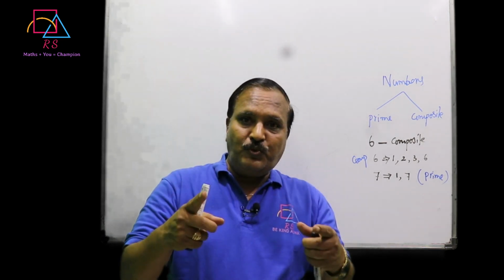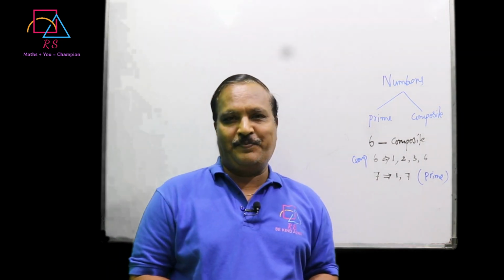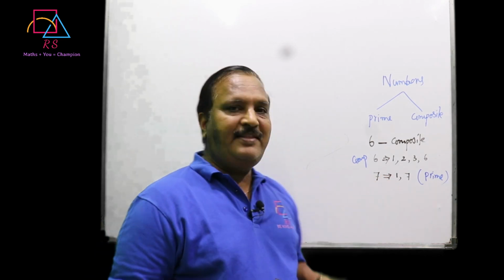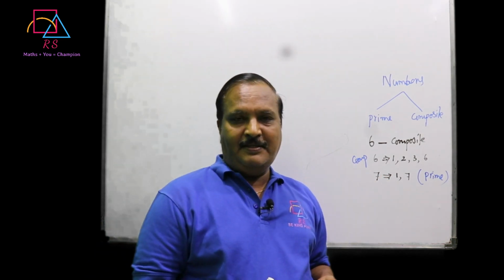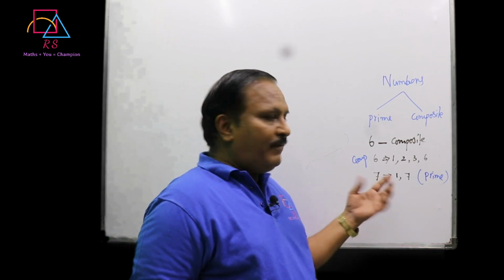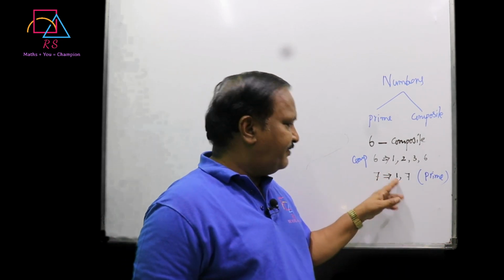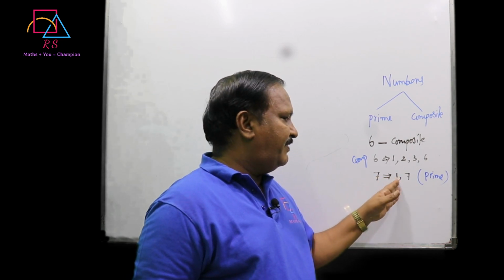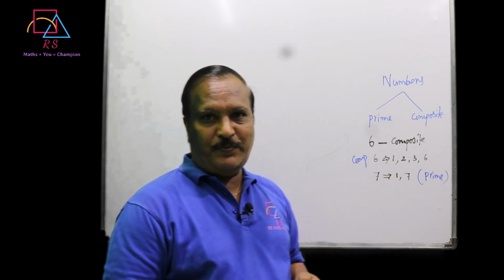So these two are based on the factors only. Now you should understand how to find the factors, right? A factor is very simple. 1 is a factor of 7 because 7 divided by 1 gives remainder 0.